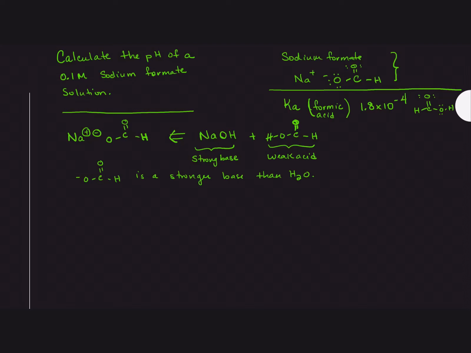Given that formate is a stronger base than water, we can deduce that formate will generate hydroxide ions in solution. Given that hydroxide ions are generated in solution, we would predict that the pH would be greater than 7. This is also supported by the fact that if we have a strong base reacting, it produces a non-hydrolytic conjugate.